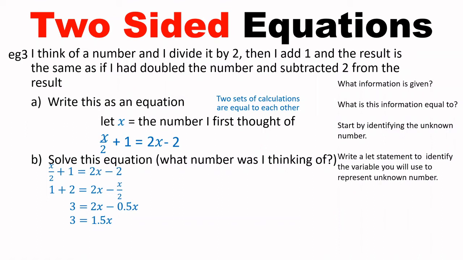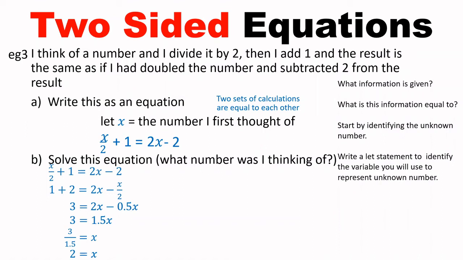I want to know what x on its own is though. So I need to get rid of the 1.5 that's in front of the x. Remember, a number in front of a variable is multiplying, so the opposite of multiply will do divide by 1.5. 3 divided by 1.5, I hope you recognize that is 2. It takes two 1.5s to make up 3. So x is equal to 2.